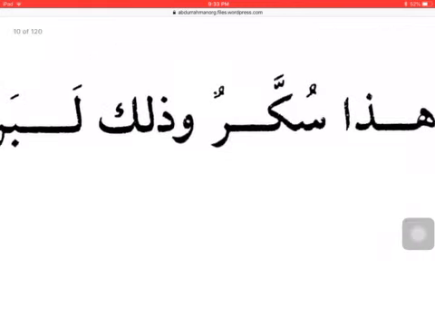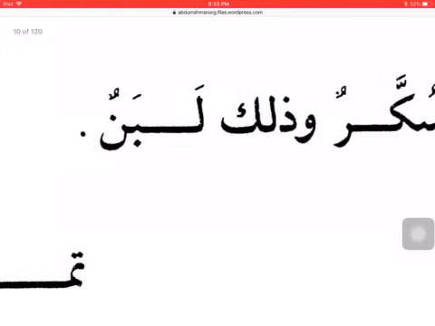سكر, this is sugar. Sukkarun, there's tanween dhamma. The print shows only one dhamma, but actually there are two. This is sugar. وذلك لبن, and that is milk.